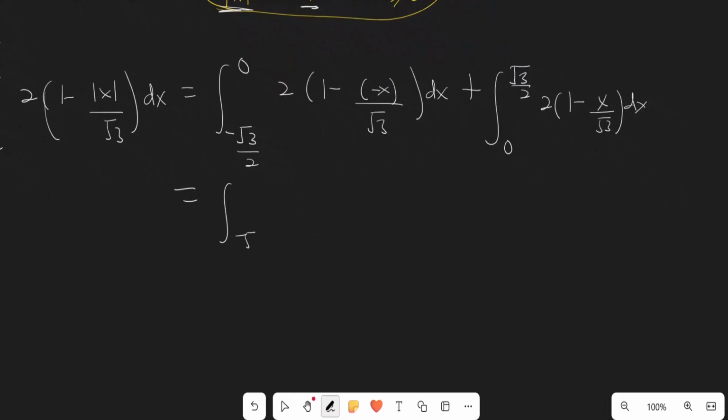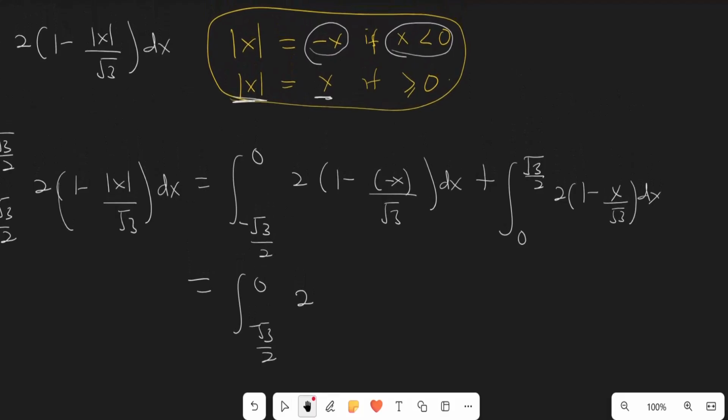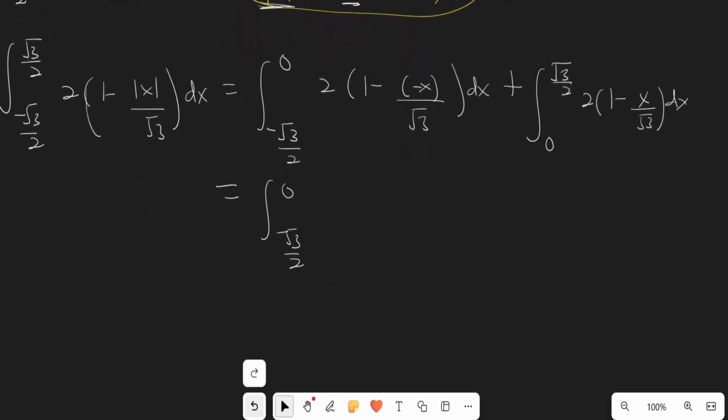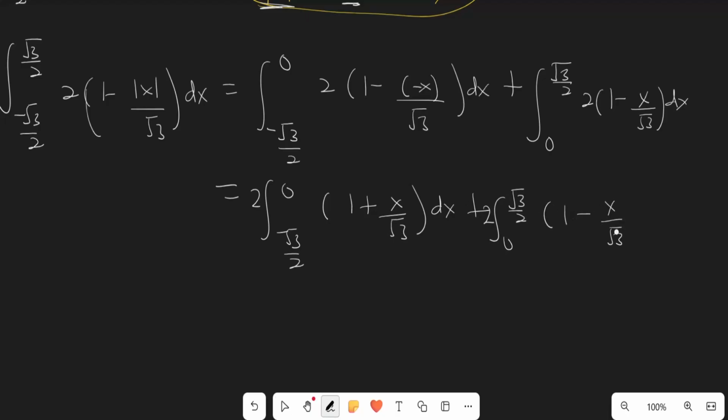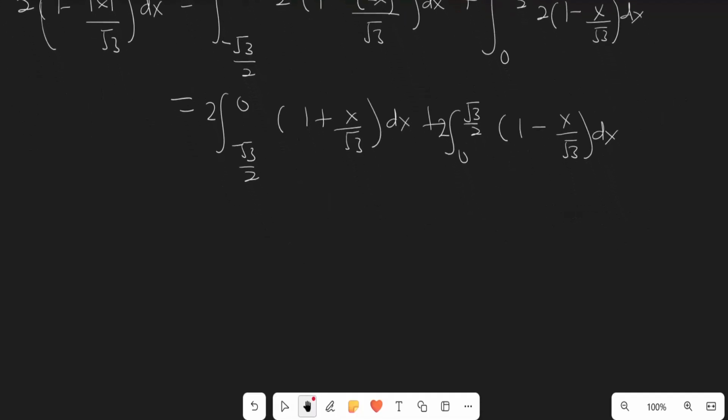So you have the integral from negative square root of 3 over 2 to 0 of 2. The 2 is a constant multiplying everything, so the 2 can go in front. Then you have 1 plus, that's negative negative, x over square root of 3 dx, plus the integral from 0 to square root of 3 over 2 of 2 times 1 minus x over the square root of 3 dx.